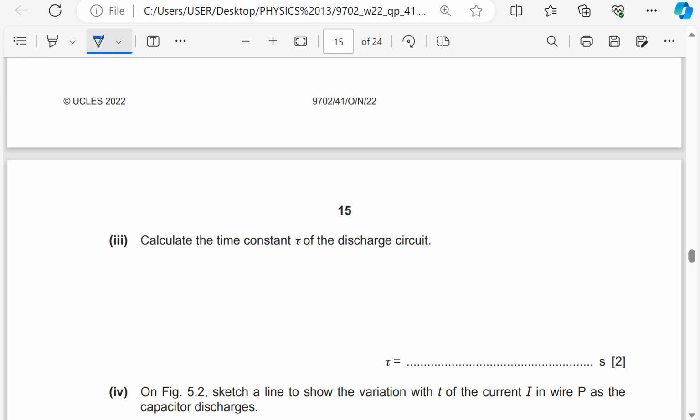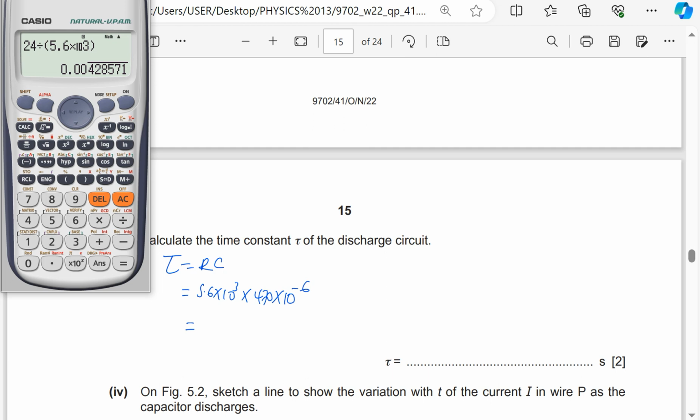Then I'll calculate the time constant tau of the discharge. Of course, we know the time constant is the product of the resistance times the capacitance. So the resistance is 5.6 times 10 to the power of 3, and the capacitance is 470 microfarads, so it's 470 times 10 to the power of minus 6. I'll check my calculator: 5.6 exponent 3 times 470 exponent minus 6. So this is 2.63.